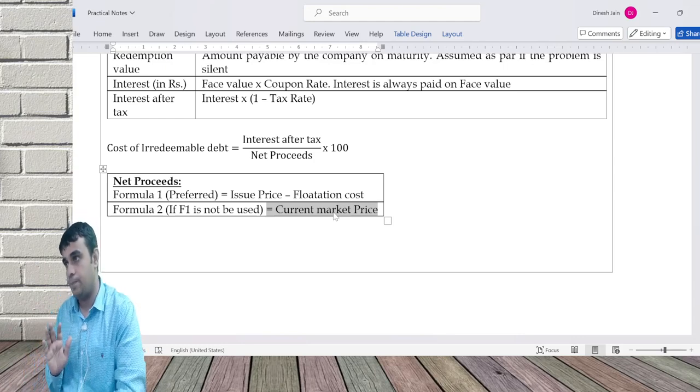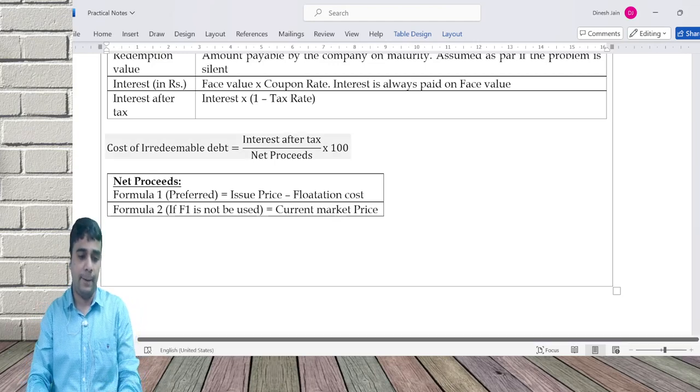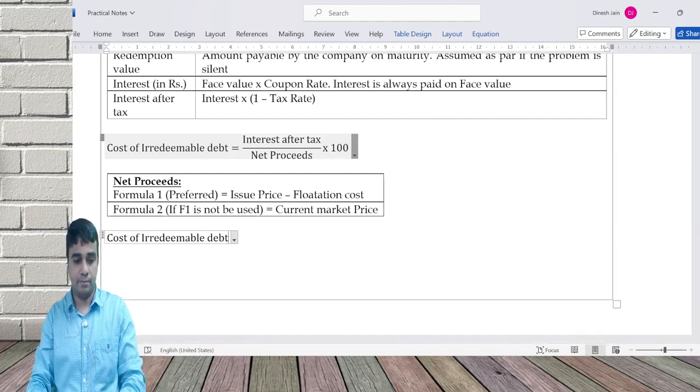Any doubts till now? Then write cost of redeemable debt. This was irredeemable, which is a perpetuity. Cost of redeemable debt.